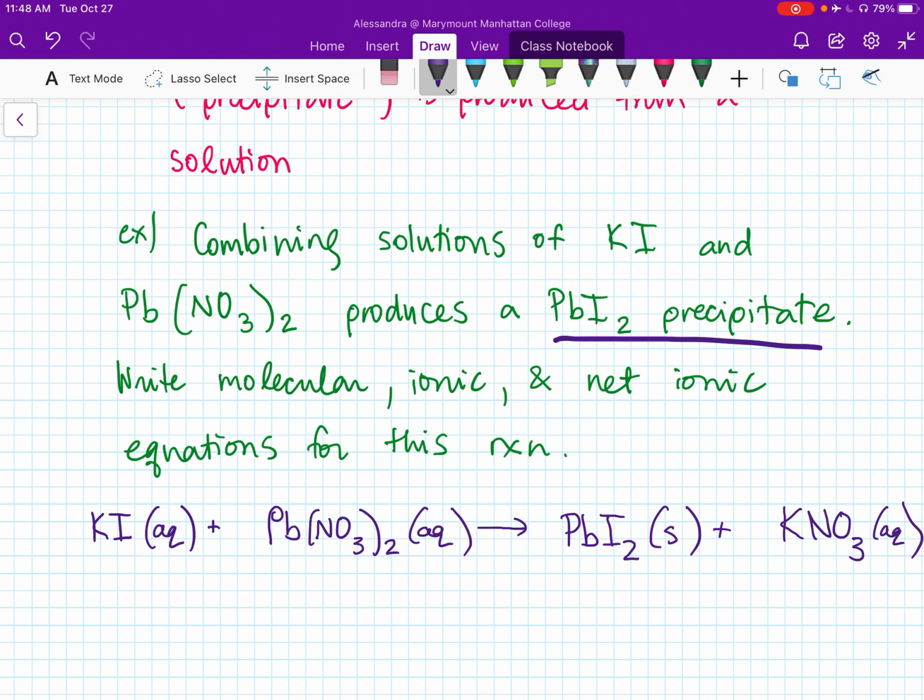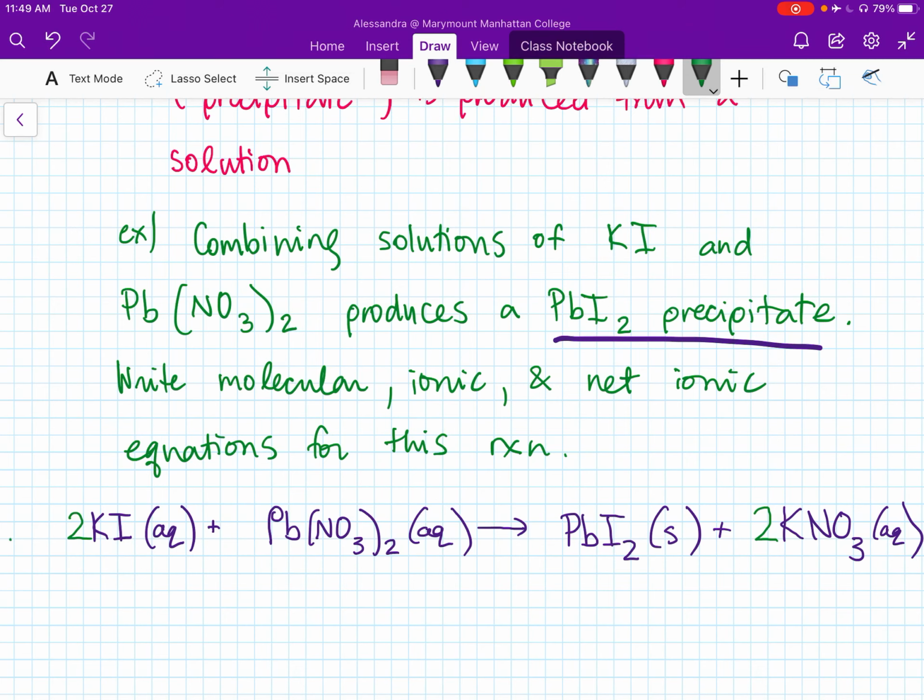Now let's balance it. Okay, first thing I notice is that I need to have two iodines on the left. So putting a 2 there brings my iodines into balance, but it throws the potassiums out of balance. So let me put a 2 here. And then that looks pretty good because now I have two nitrates, one on each side. Two nitrates on each side, two potassiums on each side, two iodides on each side, and one lead on each side. So it looks to me like everything is balanced. So this would be my balanced molecular equation.